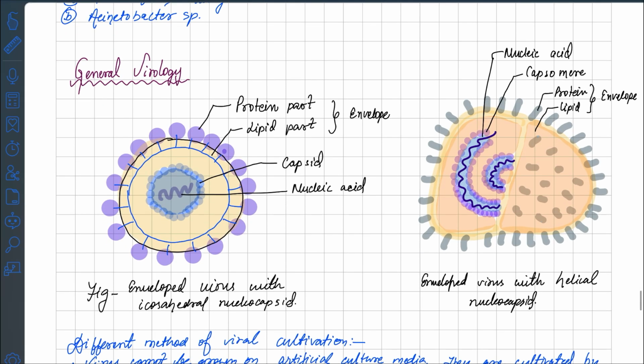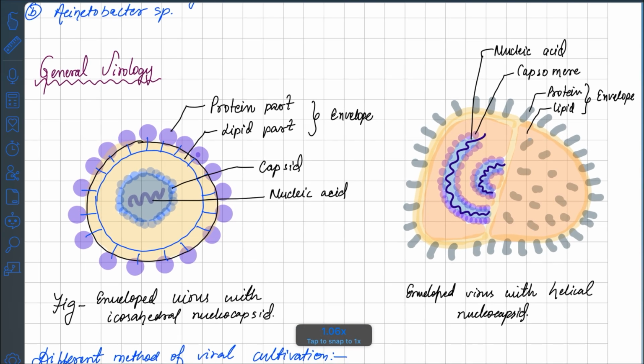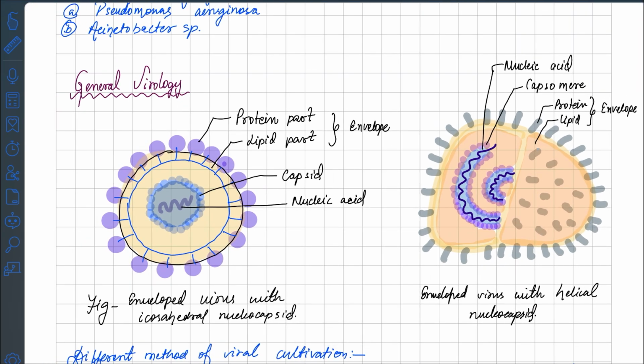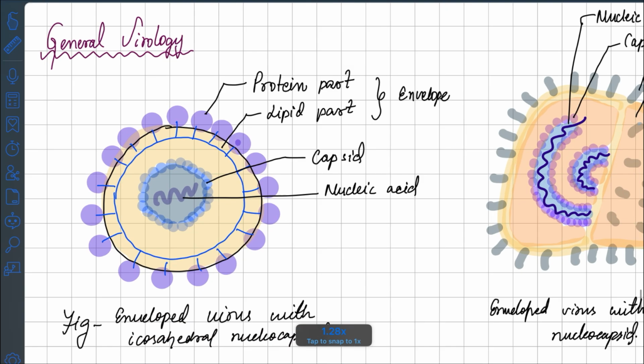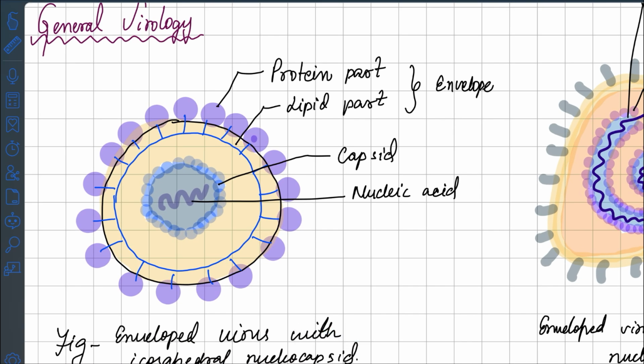Now, after this is general virology. Virology is the study of viruses. Here, two beautiful pictures of viruses are drawn. So the first one we can see is an enveloped virus with icosahedral nucleocapsid. This is a nucleocapsid which is icosahedral in structure, not so perfect, and this is the nucleic acid of the virus. Here we can see the lipid part of the envelope, and these are the protein part. It's a very simple structure, we can very easily remember this.